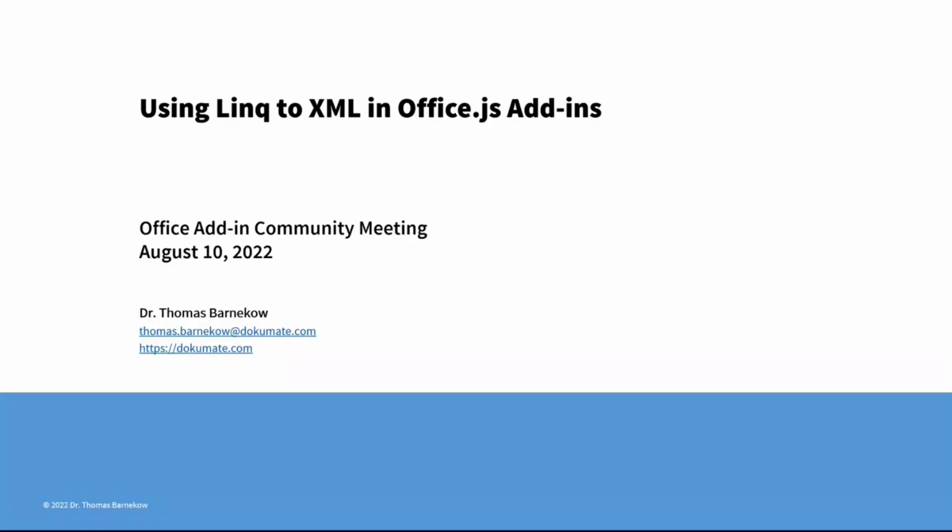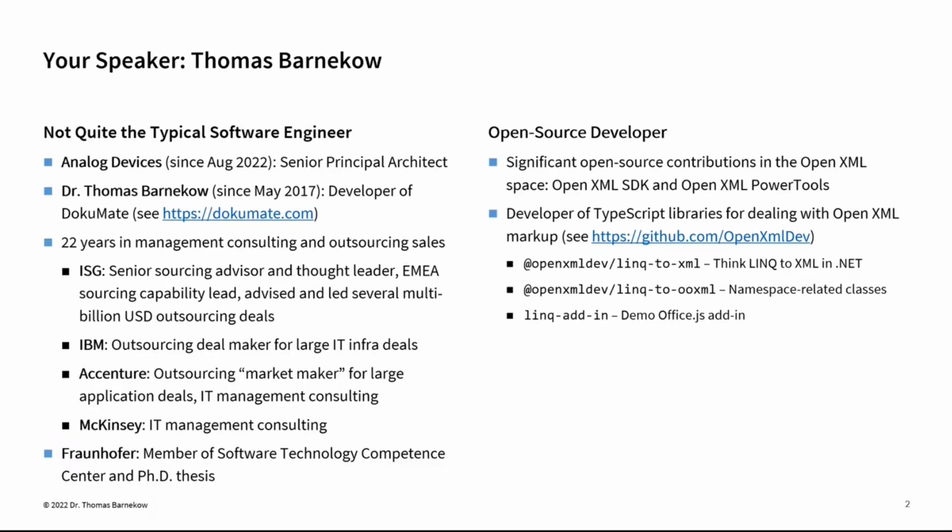So hi, everybody. My name is Thomas Barnacle. I'm a senior principal architect with Analog Devices since August 1st, so it's my second week. Just to note quickly my email address, if you wanted to reach me, on my side business address, which I'm also using for open source development. A few words about myself quickly. As I said, since August 22, I'm a senior principal architect with Analog Devices.